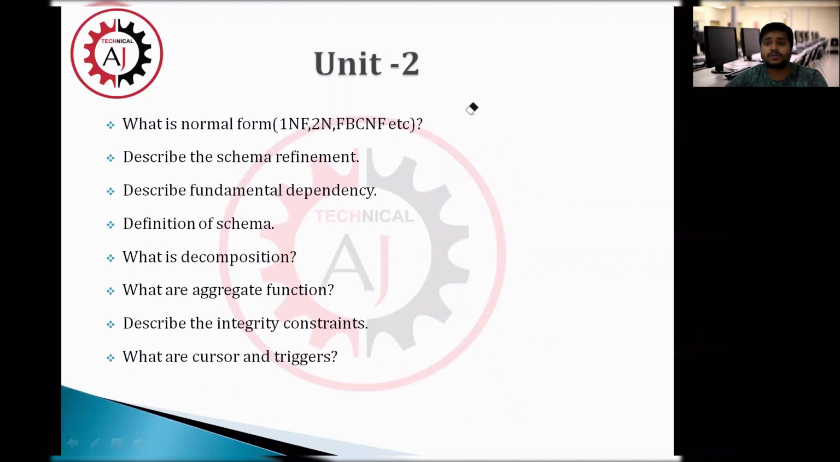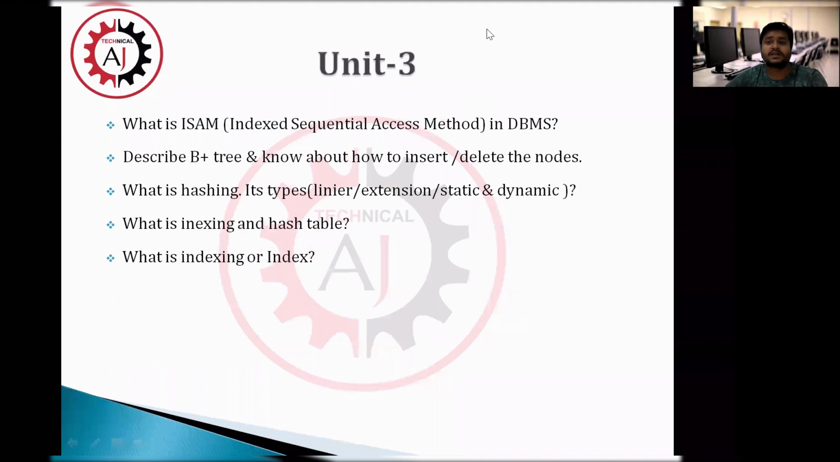Okay, now we will come to the third unit. The third unit is the B-tree unit. Here number one question: what is ISAM? ISAM means indexed sequential access method. This is a long question. 101% either this one or this one will come in your examination. And there are two short questions.